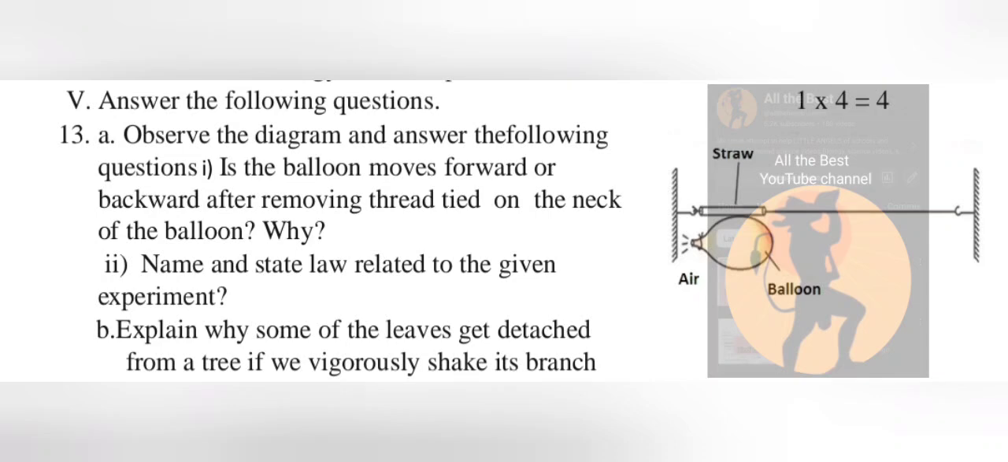Observe the diagram and answer the following questions. Does the balloon move forward or backward after removing the thread tied on the neck of the balloon? Why? So that's the first question. And the second is: name and state the law related to the given experiment.